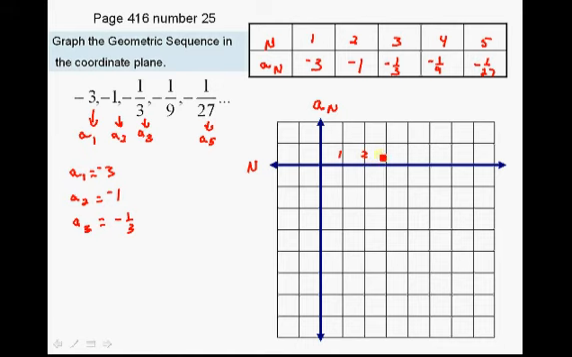1, 2, 3, 4, 5, 6. So when n is 1, a sub n is negative 3. When n is 2, a sub n is negative 1. When n is 3, a sub n is negative 1/3, about right there. Negative 1/9, look at that, is getting closer and closer to the x-axis, but it'll never touch it. There's the asymptotic line right there.